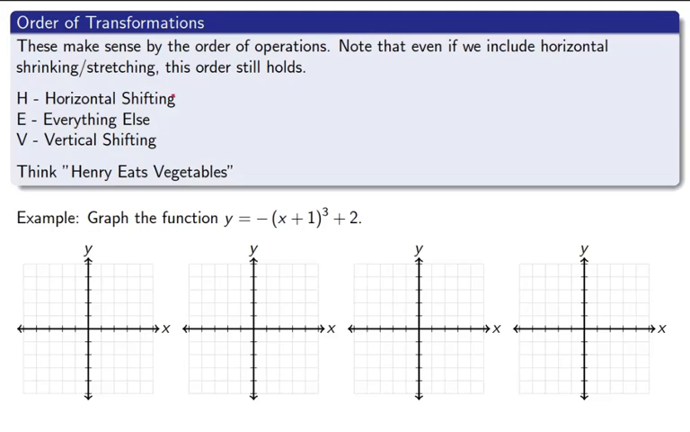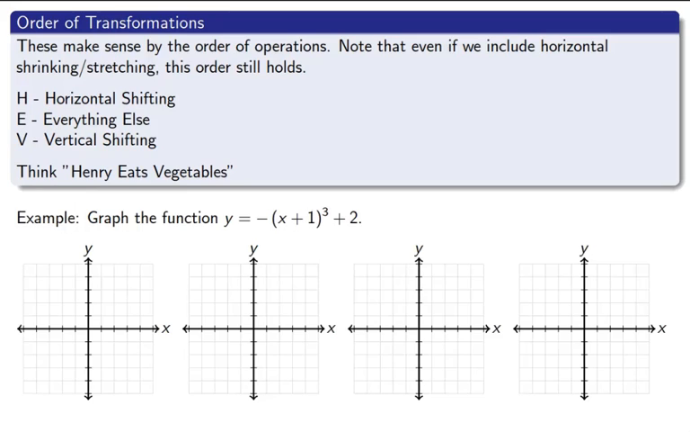The first thing we do when we have to use multiple transformations at the same time, we do horizontal shifting first. Then we do vertical shifting last, and everything else in between. The rest of the order actually does not matter. Horizontal shifting first, vertical shifting last. So we can think of HEV as an acronym, like Henry eats vegetables, or Henry enjoys vegetables, or some other acronym that you can think of, but the idea is HEV. Horizontal shifting, everything else, vertical shifting.